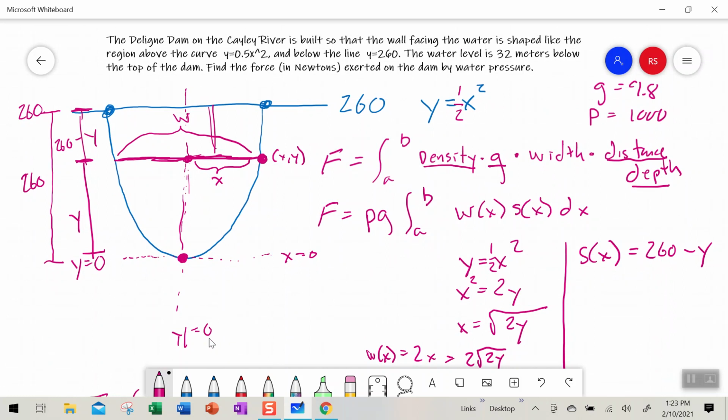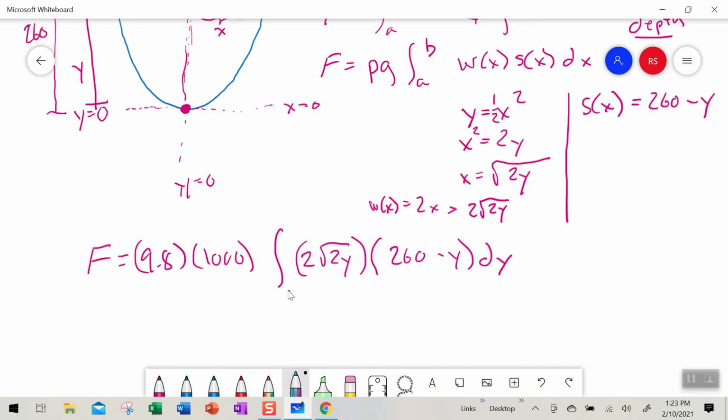So the water level, let me use a marker. Here's where the water level is right there, right at the bottom of that. So water level is 32 meters down. So all we have to do is subtract the 32 from the 260. So 260 minus 30 would be 230. So what's that? 228. So the bounds of integration, we are integrating from y equals 0 to y equals 228.